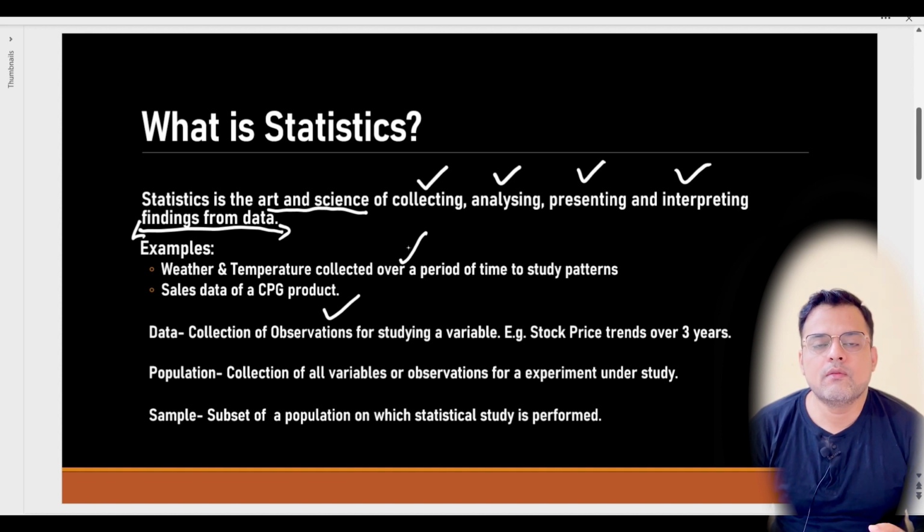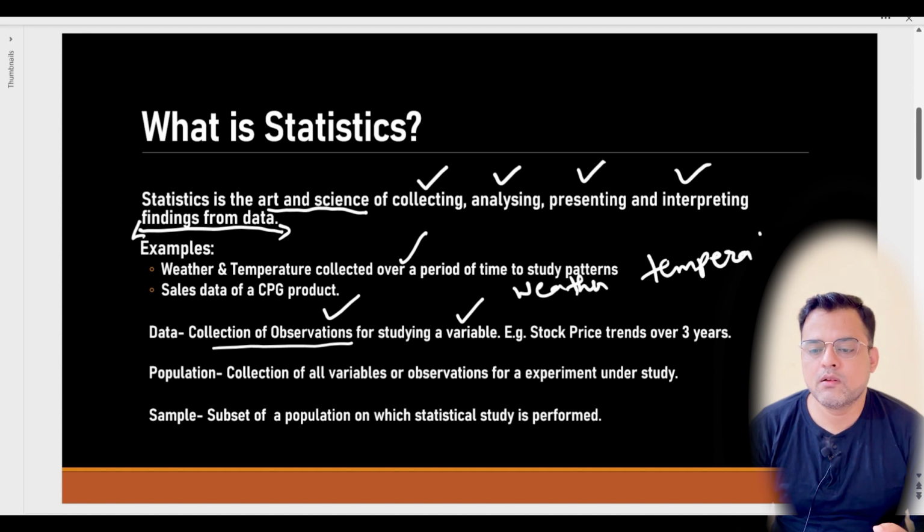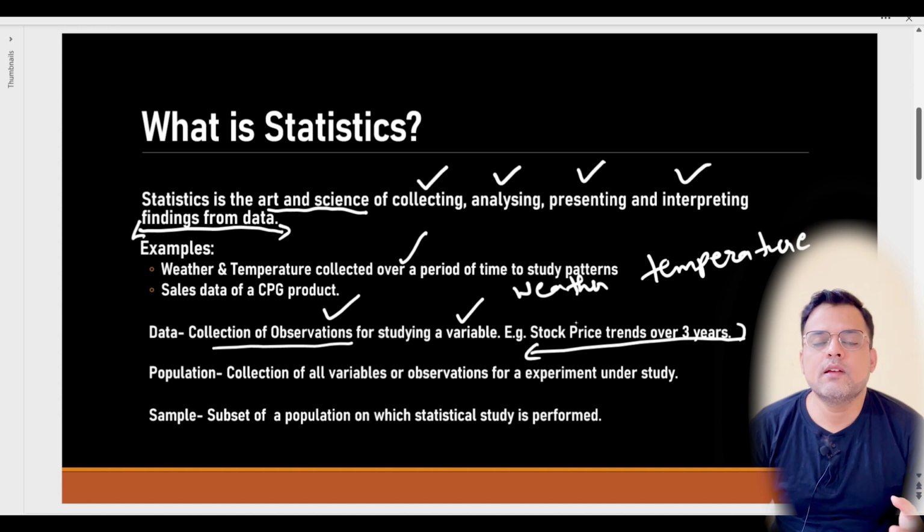Now, first of all, we have to understand what data is. Data is nothing but a collection of observations for studying a variable, and a variable could be your weather, a variable could be your temperature. A variable can be anything, and when you are collecting observations, those observations should be in an organized format. For example, if you are collecting stock price trends over a period of 3 years, then it is data.